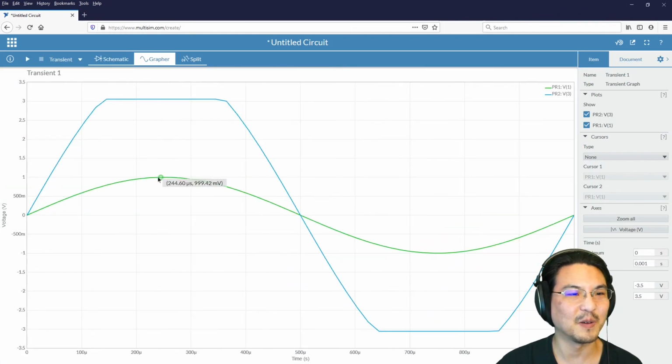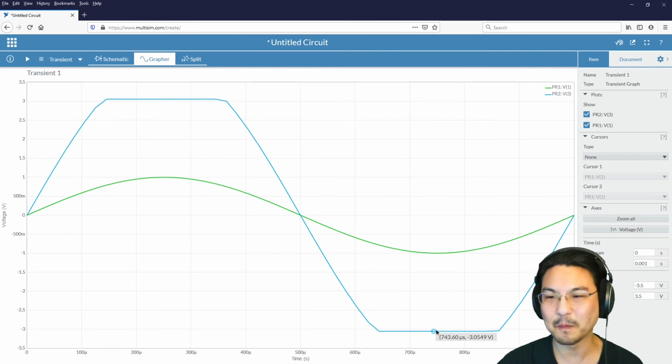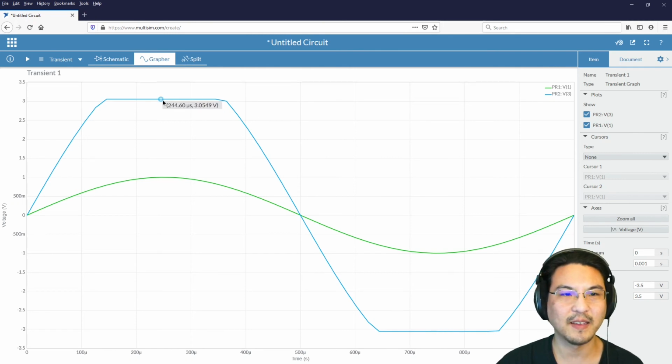So here, 1 volt input. We were expecting 4 volts output, but it's saturated at 3. Here, negative 1 volt input. We expected negative 4 on the output, but it's saturated at negative 3. And if you look really closely, it's not exactly 3.00 here. There's a little bit of an offset, right here.